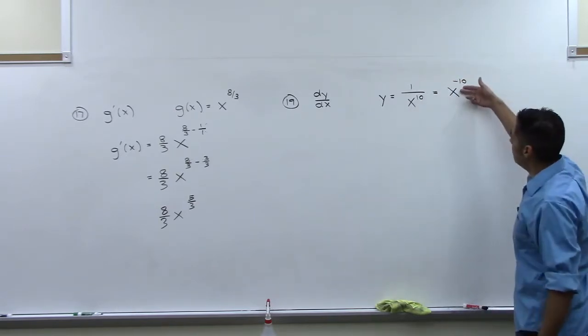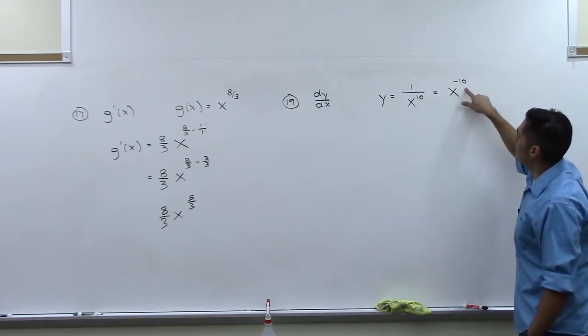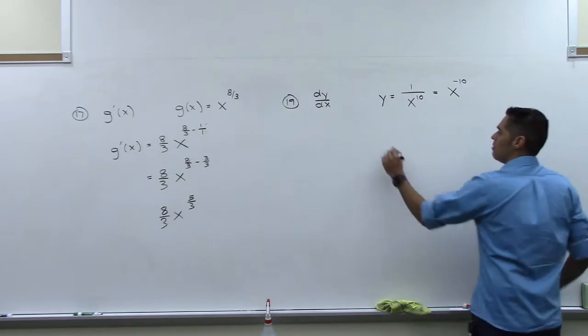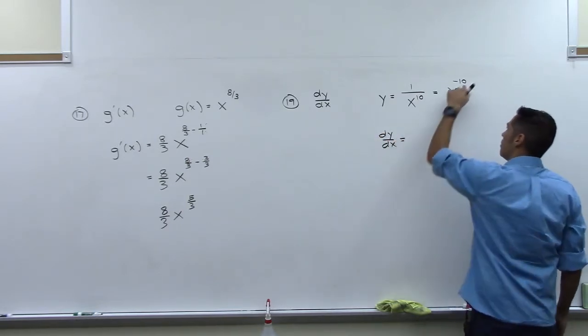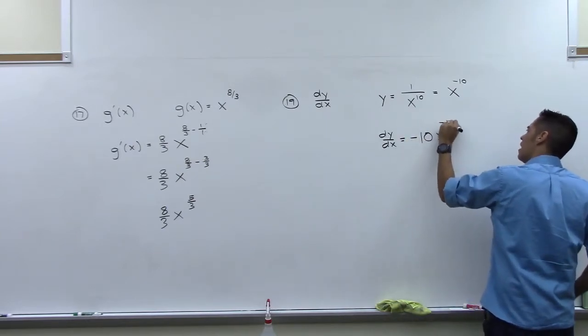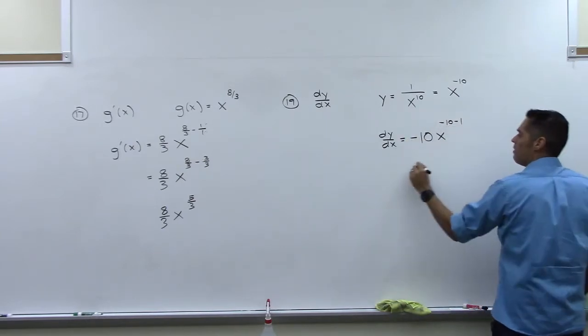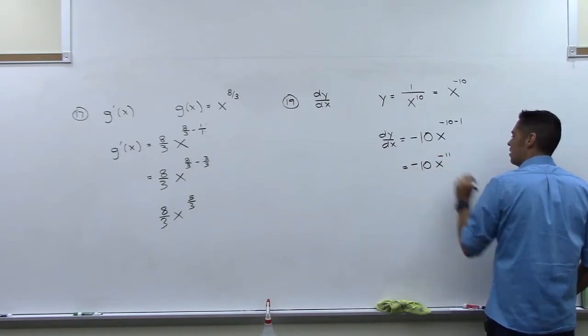Remember, negative exponents mean you drop down. So like going backwards from here, we go back to this. And now we can use the power rule. dy dx is equal to, the power comes out, negative 10, then x to the negative 10, subtract 1, that's going to be negative 11. So negative 10x to the negative 11 is the answer.